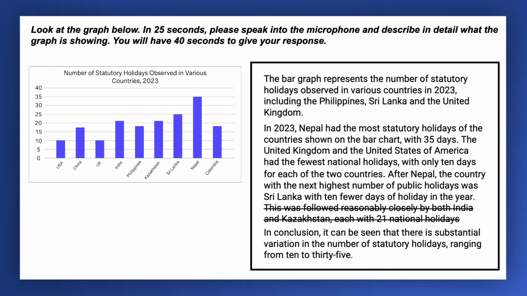After Nepal, the country with the next highest number of public holidays was Sri Lanka, with 10 fewer days of holiday in the year. In conclusion, it can be seen that there's substantial variation in the number of statutory holidays ranging from 10 to 35.